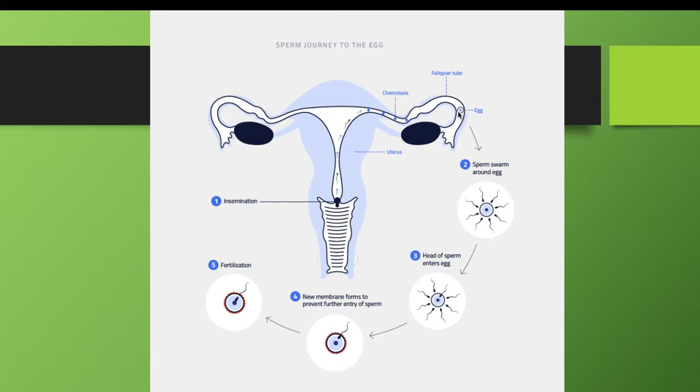The egg is going to become fertilized in the fallopian tube. What's happening when it fertilizes, I guess, is a bunch of sperm will swarm the egg. Then the head of only one of the sperm will enter the egg. Whichever one makes it there first and enters the egg, that's going to be the one that fertilizes. A new membrane forms to prevent further entry of sperm. So there's sort of like this wall that will protect it from other sperm entering. And then fertilization will occur.